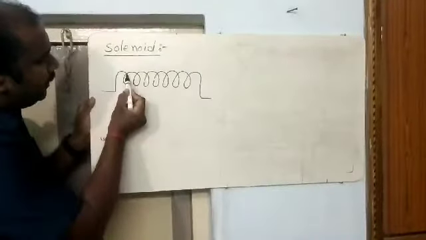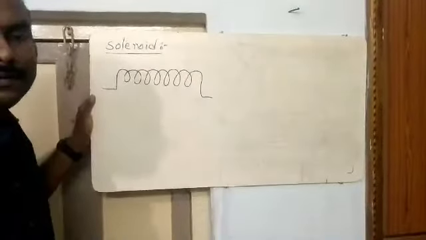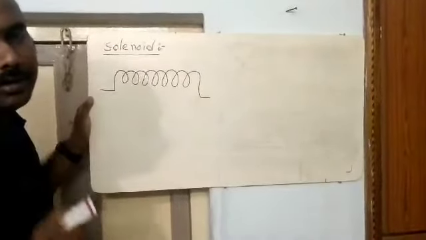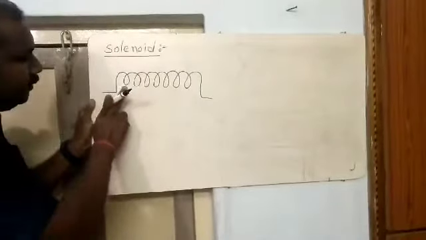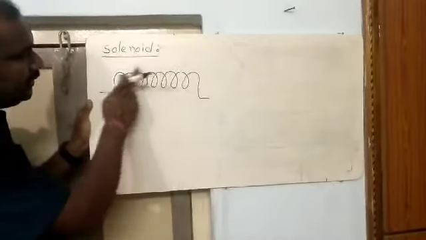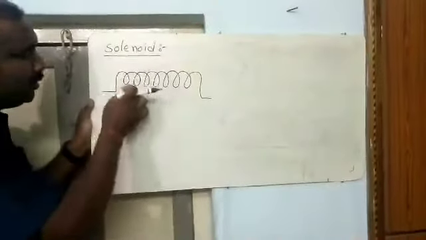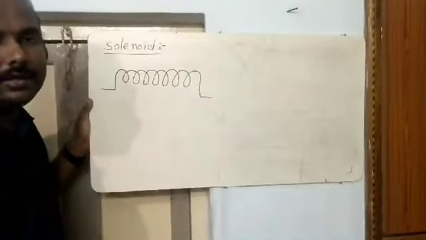Now here each turn behaves like one circular loop. Here it is one circular loop. This is the second one. This is the third one. This is the fourth, fifth, sixth, seventh. Like this, 7 circular loops are there. So each turn behaves like one circular loop.